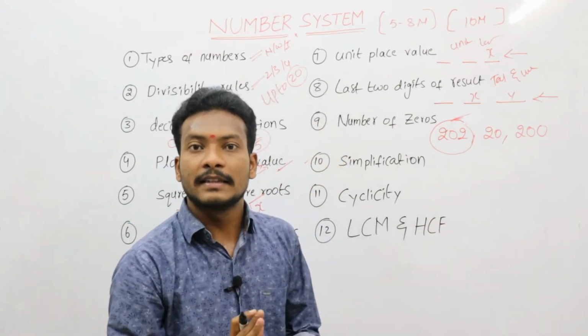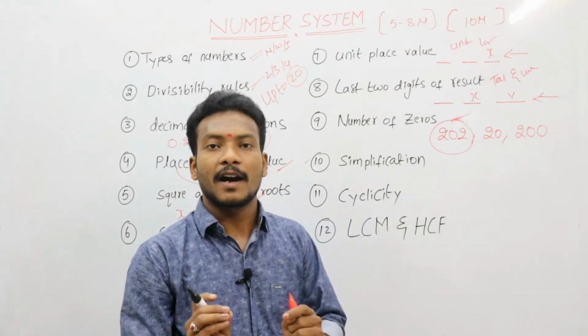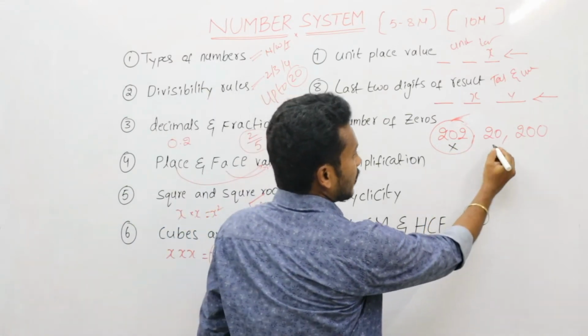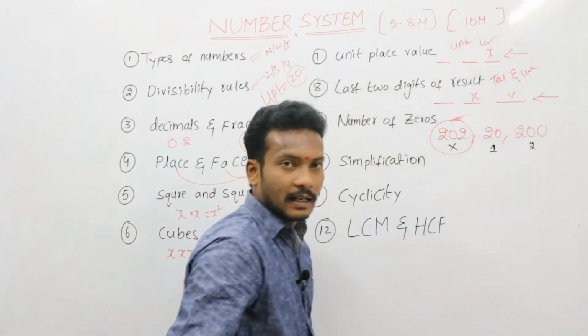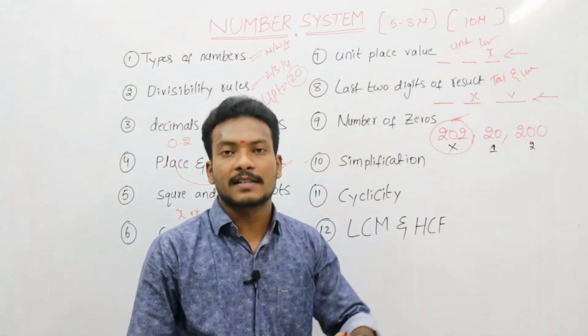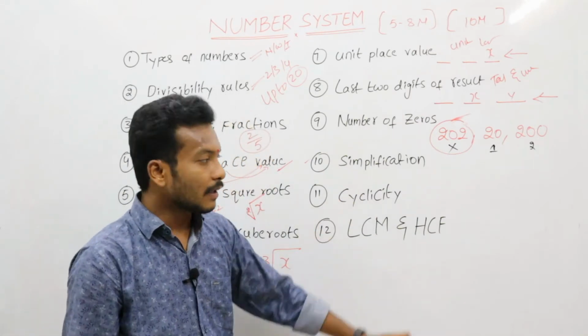After the 0, there is no integer value, no whole number or natural number. This is not counted. How many zeros here? 1 0. How many zeros here? 2 zeros. Like that we have to find the number of zeros in a result or a sum. Okay. Next, move to the simplification.